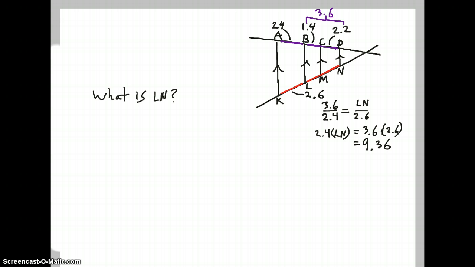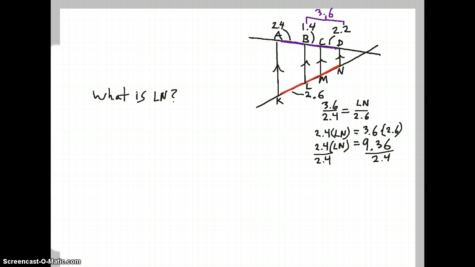So on the left side, we're left with 2 and 4/10 times LN. I know there's a million other things I'm doing wrong that Miss Math would be upset with, but I'm working on it. Okay, and then we can divide both sides by 2.4. 2 and 4/10 is what I meant to say.